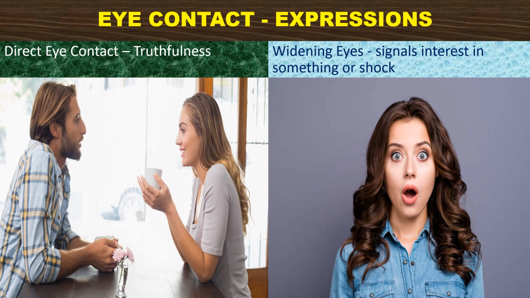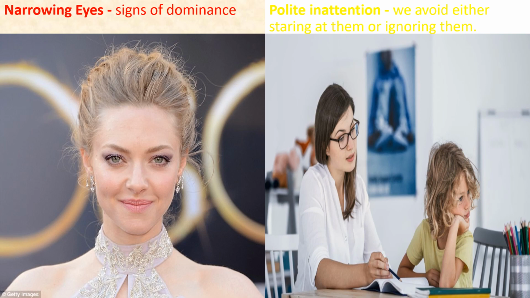Next is widening eyes. The girl signals interest in something, or shock. While we see something interesting, our mouth will open and our eye expressions will widen. So this is called shock, or she is interested in seeing someone. Narrowing eyes is a sign of dominance. When someone is narrowing their eyes with the head nodded very low, it is a sign of dominance.